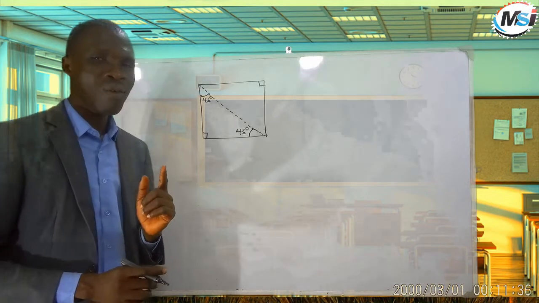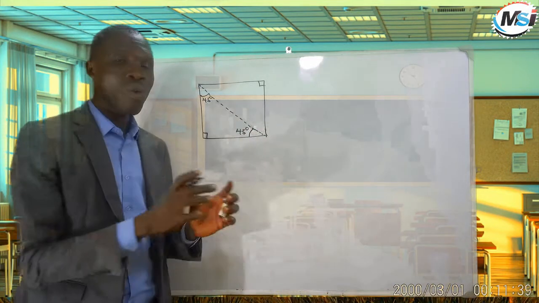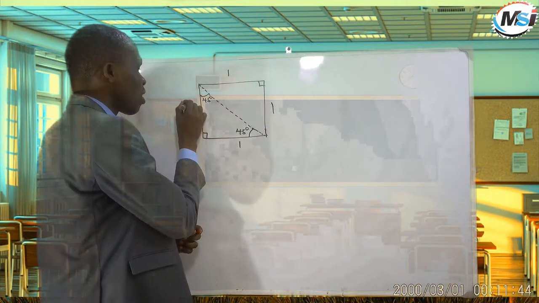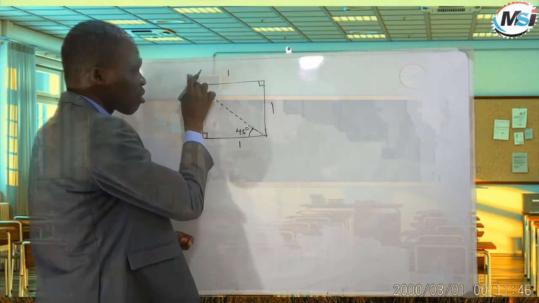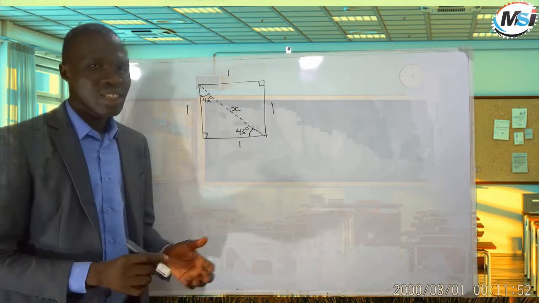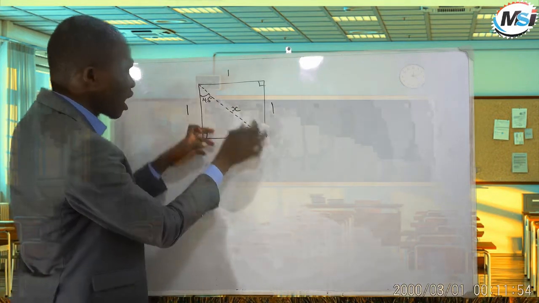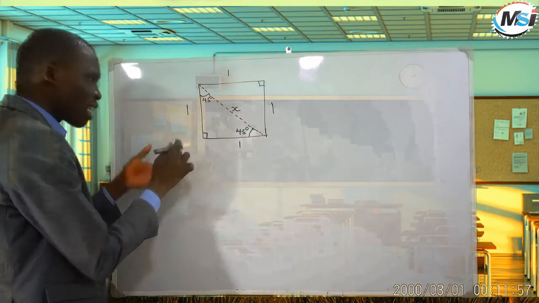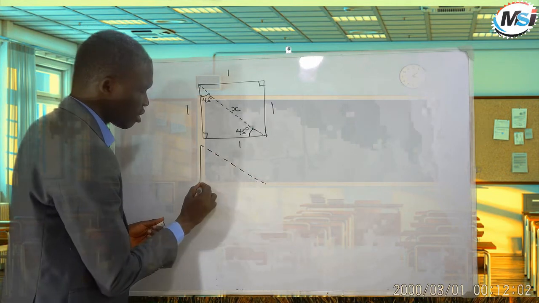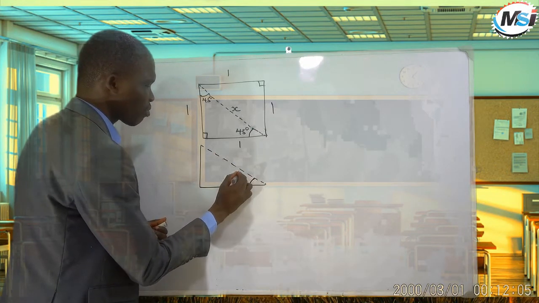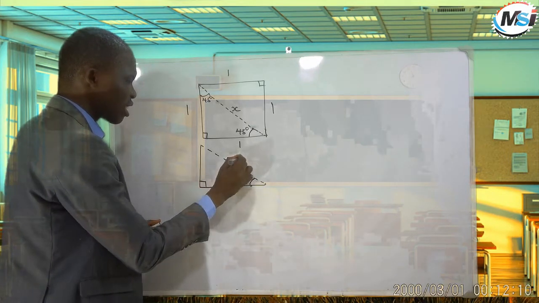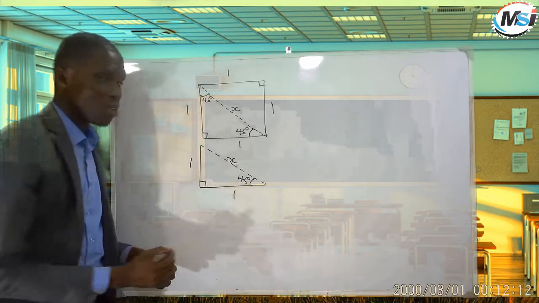Now, I want you to pay attention. One of the properties of a square is that they have equal sides. If we have 1 here, 1 here, 1 here, 1 here, then the diagonal, let's call it x. If you remove this side out, you are going to have something like this, right? Angle 45, angle 90. You are going to have x here, 1 here, and 1 here.